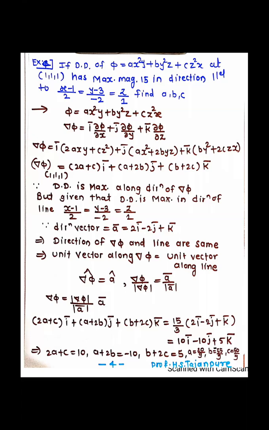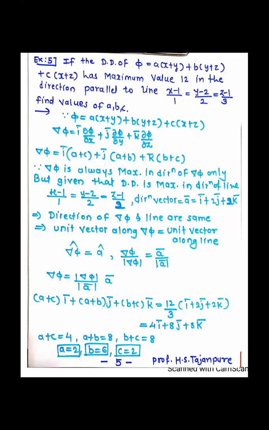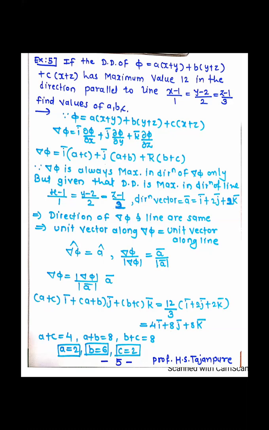Okay, so now let us start the next example number 5. Again, you can see it is of very similar type. If the DD of this phi has maximum value 12 in the direction parallel to this line. Just make one correction here in the question. It is 2, not 3. Just make one correction. It is 2, this one. Z minus 1 upon 2. And then find the values of a, b, c.